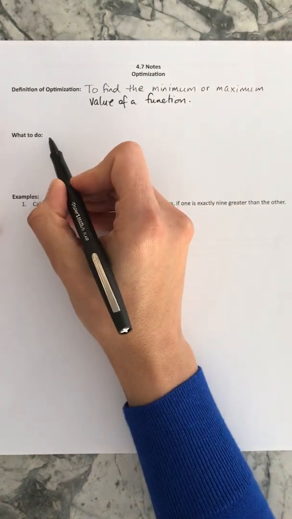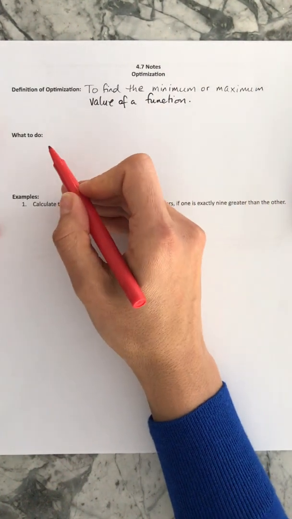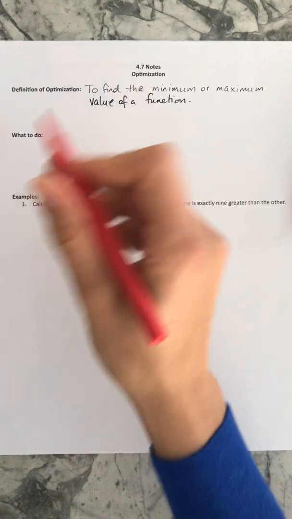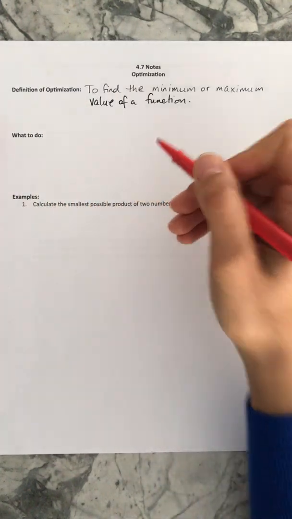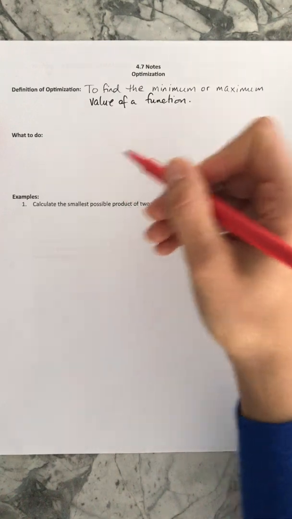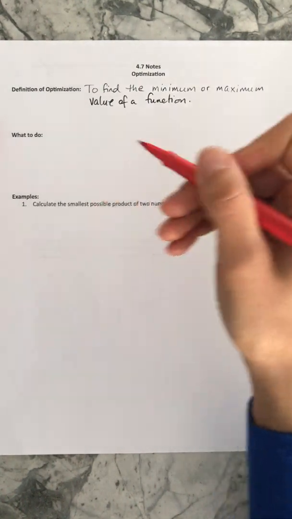What are you supposed to do to find a maximum? If you think about chapter 4, we have learned that anytime you want to find the minimum or the maximum of a function, you have to find the first derivative, set it equal to 0, get the critical numbers, and see which one is the max or min.